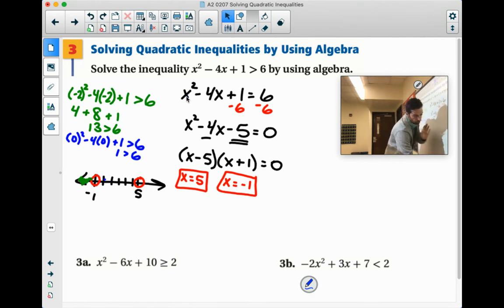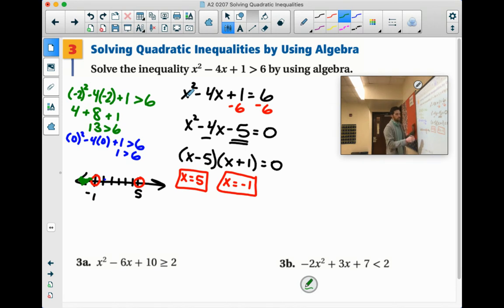But let's check the right side of this number line. So something greater than 5. Let's pick 10. So if we chose 10, let's see, 10 squared minus 4 times 10 plus 1 is greater than 6. 10 squared is 100. 4 times 10 is 40. 100 minus 40 is 60, plus 1 is 61. 61 is greater than 6. So yeah, the stuff to the right of 5 also works with the original inequality.